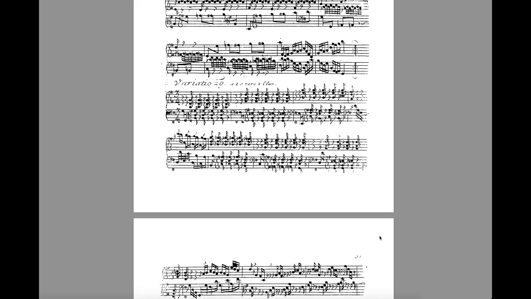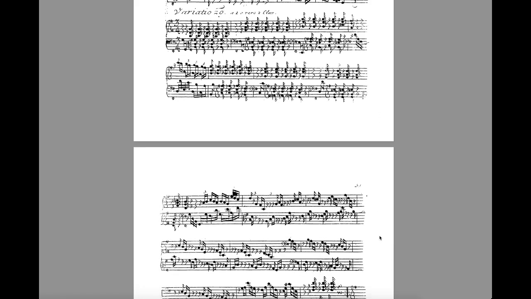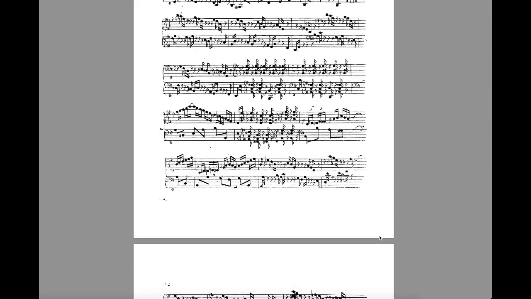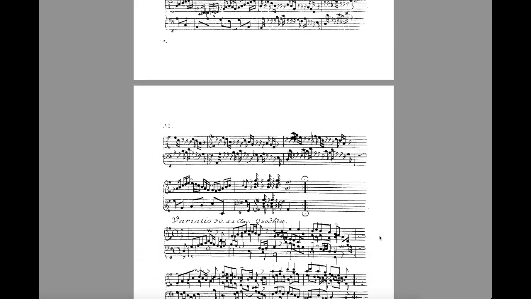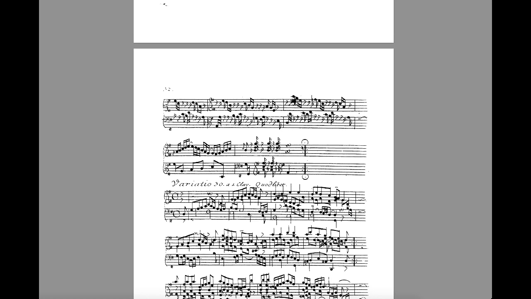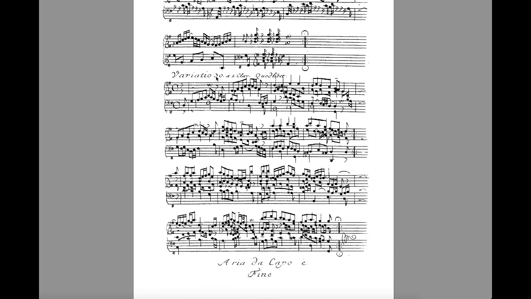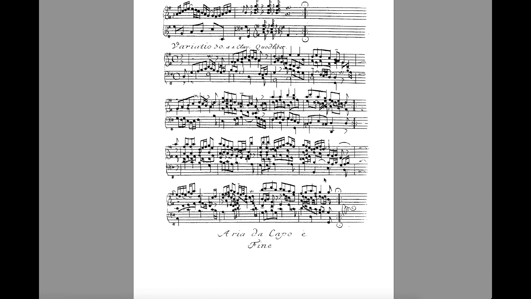We move to variation 29. Move on to the next page. It actually continues on to the page after that. Clearly a fermata after variation 29. And then the final variation, variation 30, is the quodlibet. And that ends with a fermata.